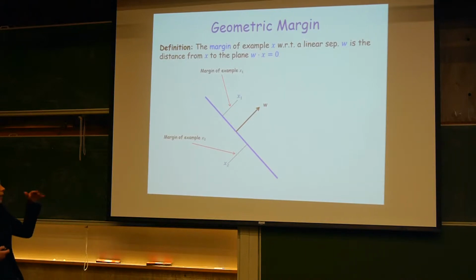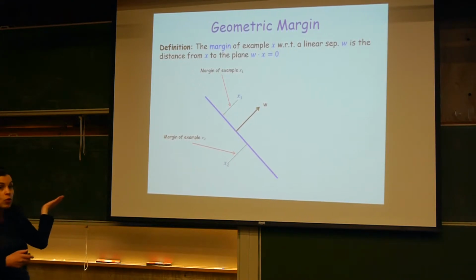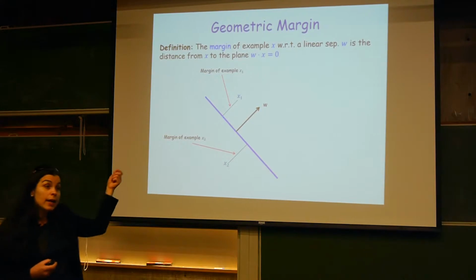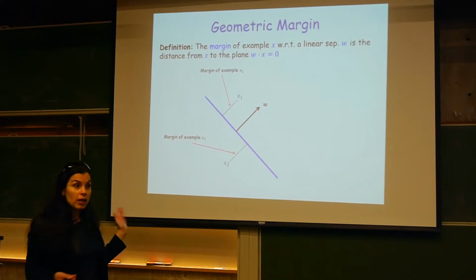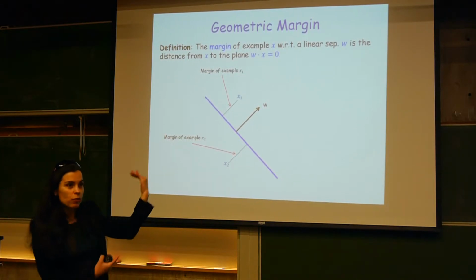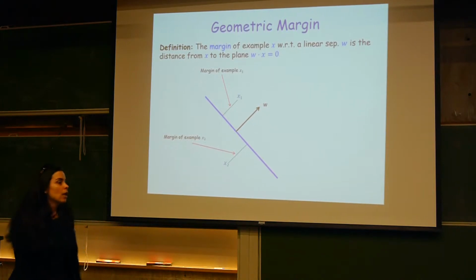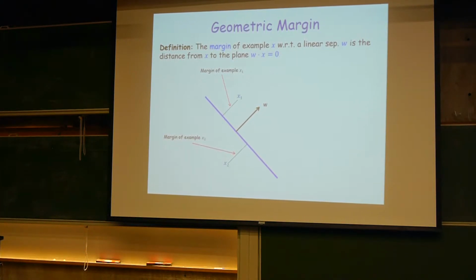So if our examples lie in a Euclidean space, then given a separator, like this one here, specified by normal vector W, the margin of an example X with respect to my linear separator specified by W is simply just the distance from my example X to the separator. Yeah, so it's margin, right? By how far you are from the decision boundary, essentially.